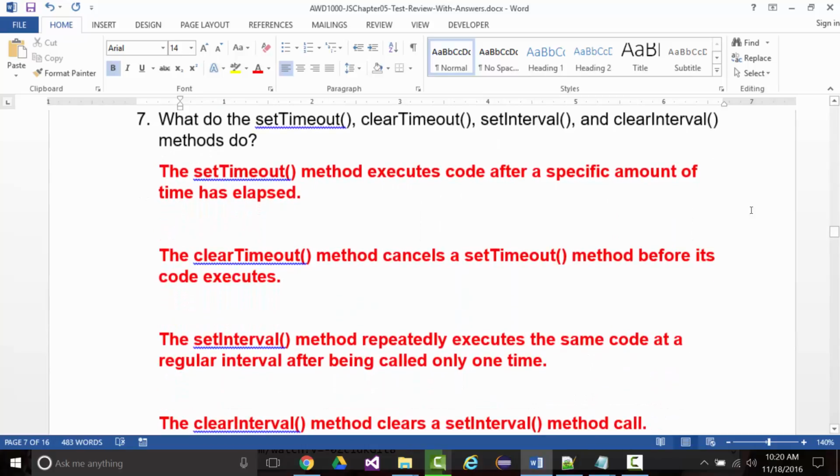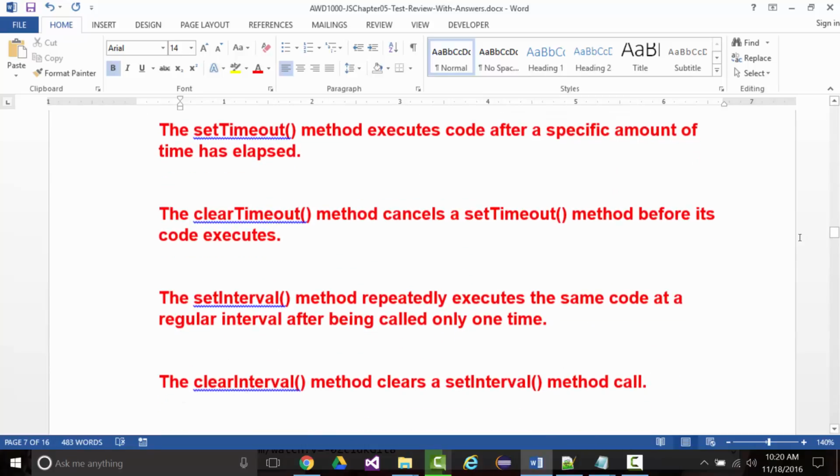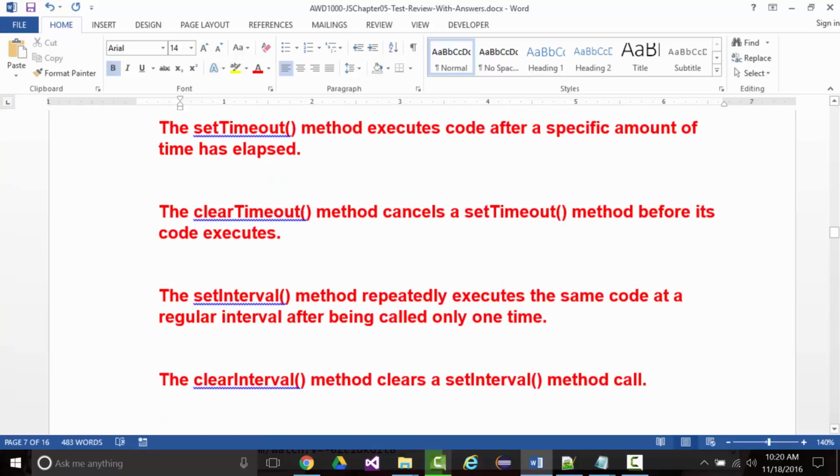Number 7, unfortunately, is kind of long, so I'll leave that up there for a couple of minutes. I'll move it up because I know it gets a little blurry down there, but I'll give you a couple of minutes to key in the set and clear timeouts, and then we'll move it up for the interval ones.